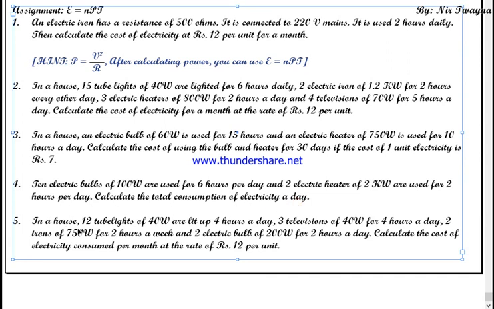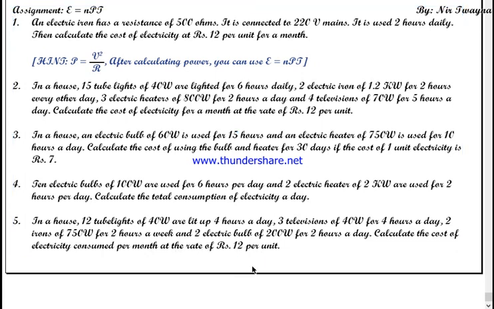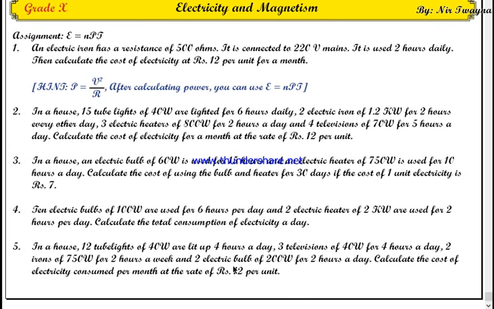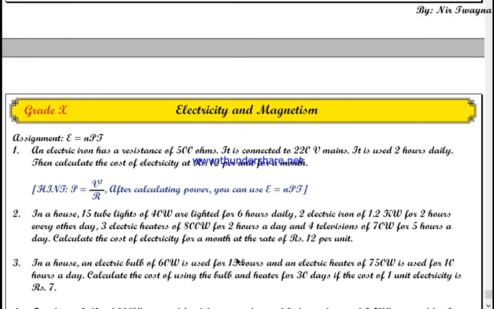And number 5. In a house, 12 tube lights of 40 watt are lit for 4 hours a day, 3 televisions of 40 watt for 4 hours a day, 2 irons of 750 watt for 2 hours a week, and 2 electric bulbs of 200 watt for 2 hours a day. Calculate the cost of electricity consumed per month at the rate of rupees 12 per unit. This much is your assignment. Just pause the screen and take the questions.